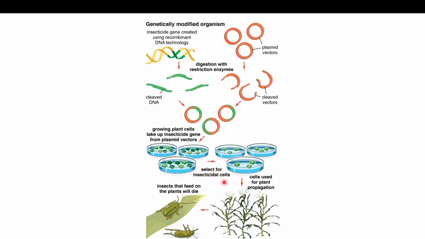Select for insecticidal cells, and then this is again transfected into plants, and plants are propagated. Then that insecticide chemical or protein will be encoded by the plants. And when insects feed on the plants, they will either be harmed in some way or killed directly.